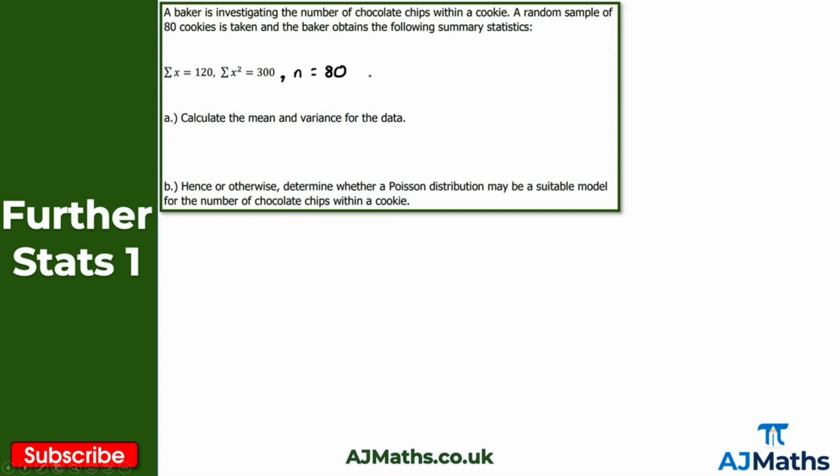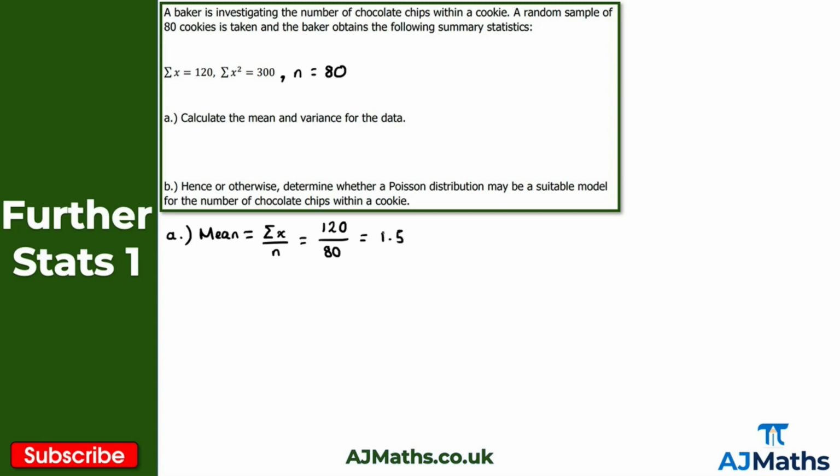We'll just note that down here, n equals 80. So for the first part, again, pretty straightforward. We just have to calculate the mean and variance for the data. So for part A then, for the mean here, this is simply sigma x divided by n. So sigma x, that's 120, divided by n here, which is 80. 120 over 80, that gives me 1.5 or 3 over 2, whichever you prefer there.